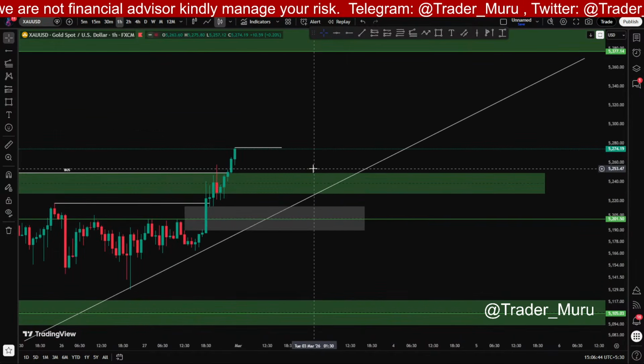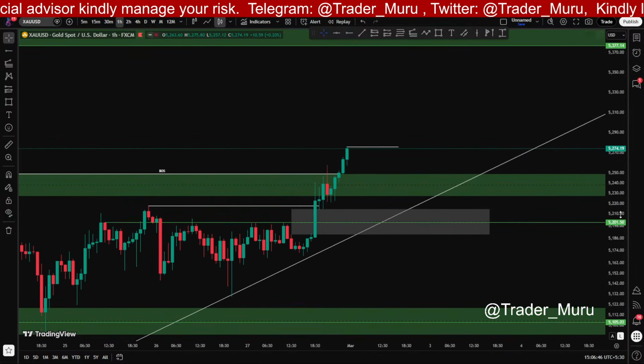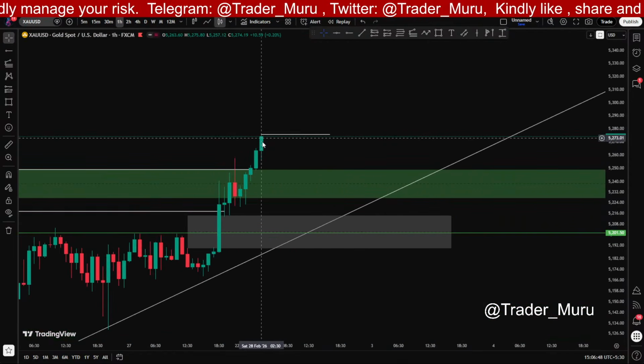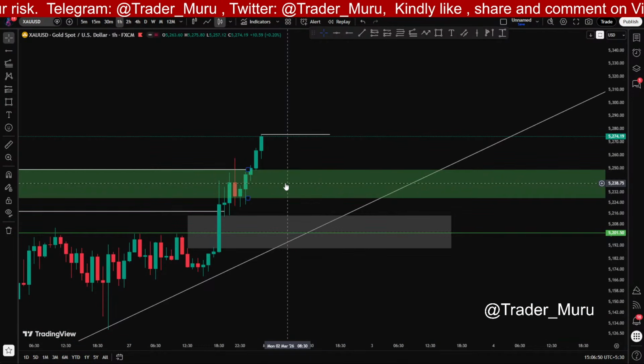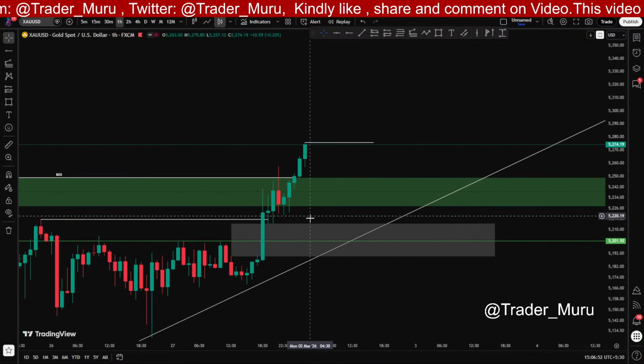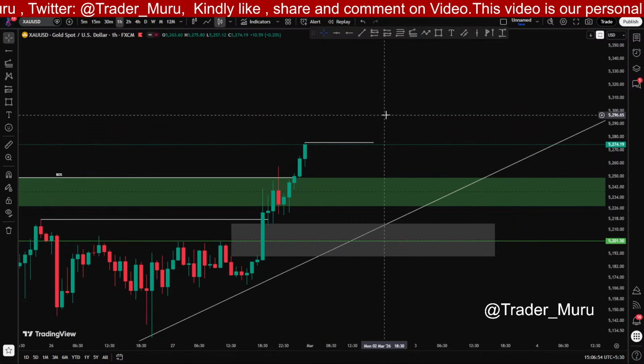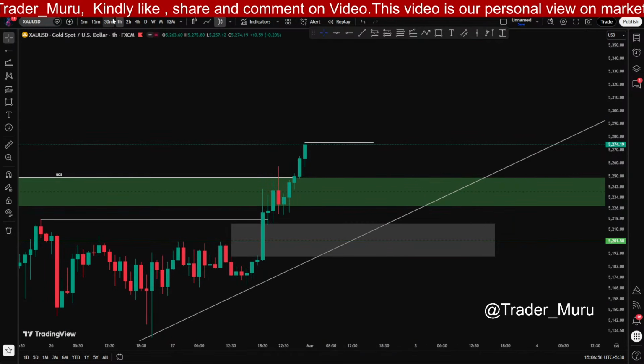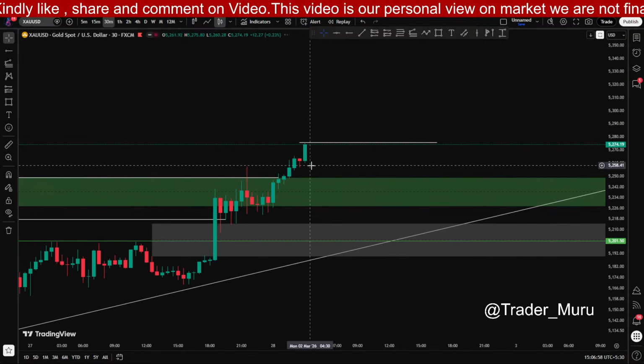So first I will be watching for the buy opportunity here, and then this one, these two areas I will take a buy position. Now let's see more smaller time frame.